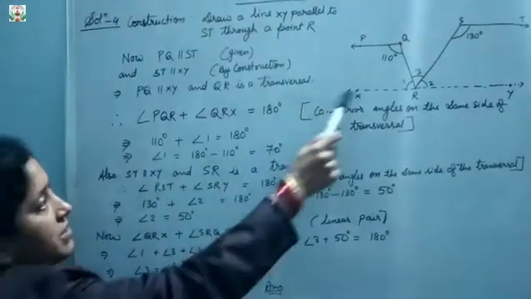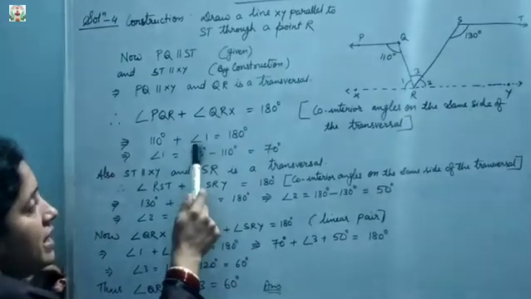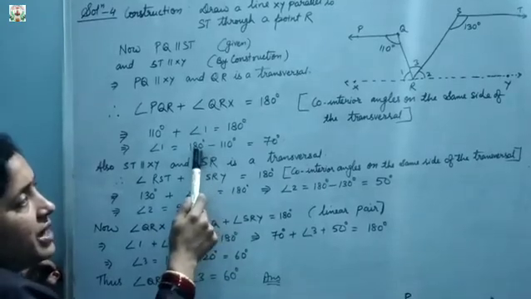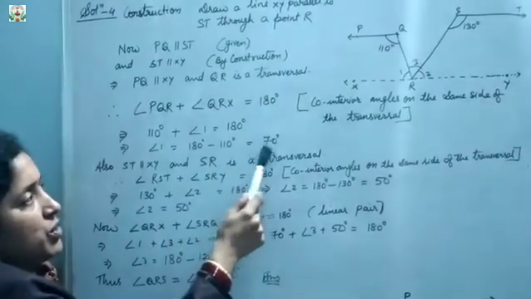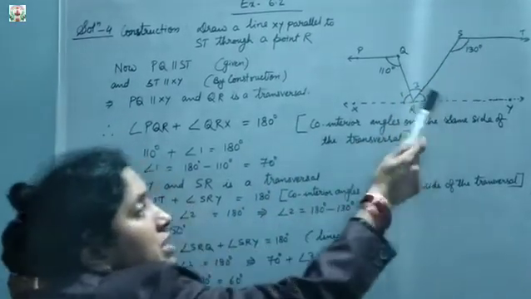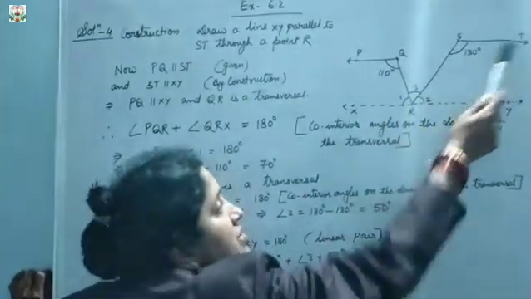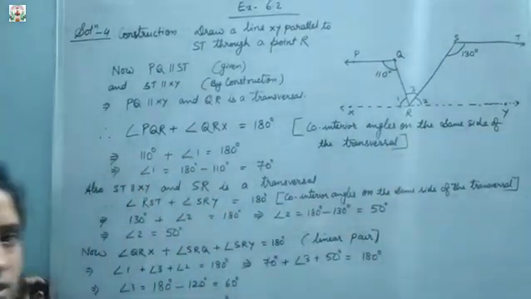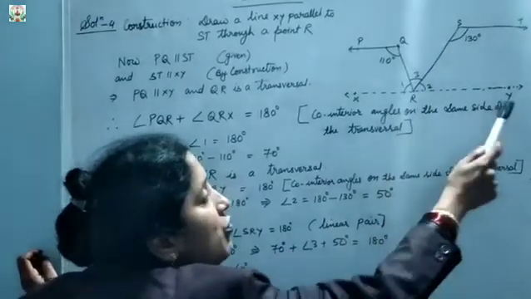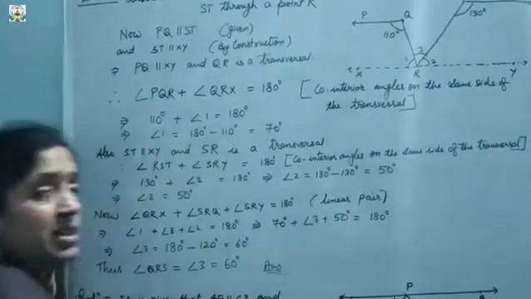The measurement of PQR is given as 110, plus angle 1, this is angle 1, equals 180 degrees. Now angle 1 will be equal to, by transposing, 180 degrees minus 110, which is 70 degrees. Now as we know, ST is parallel to XY and SR is the transversal. That means angle TSR plus angle SRY equals 180 degrees, as they are co-interior angles on the same side of the transversal.